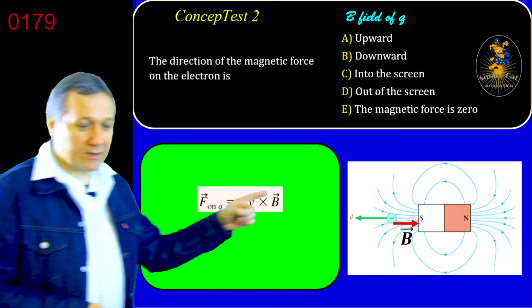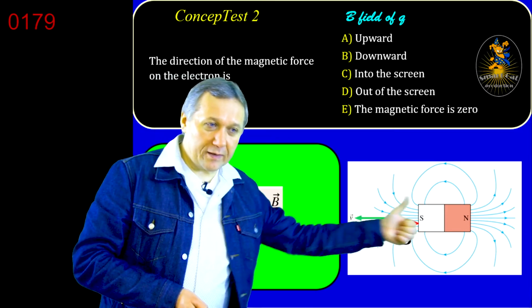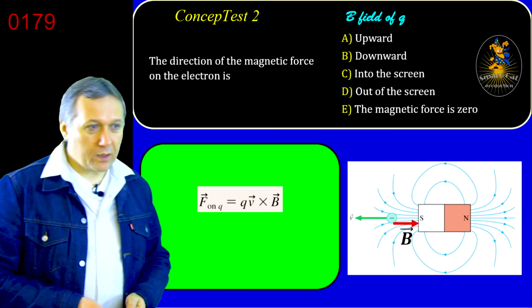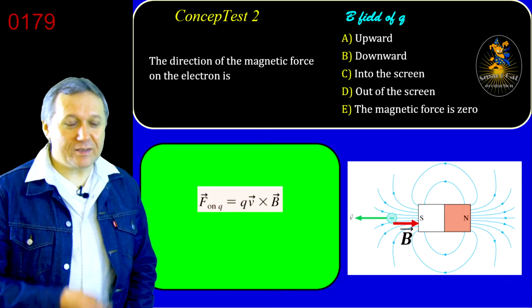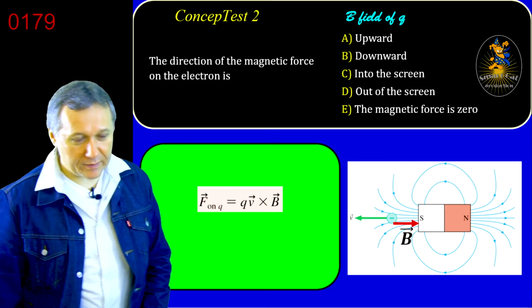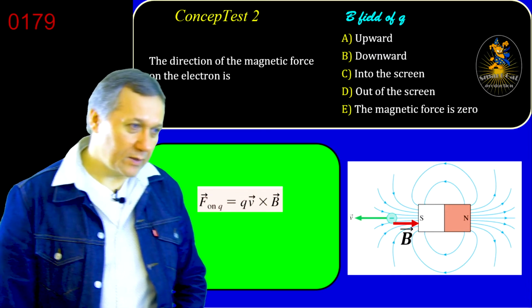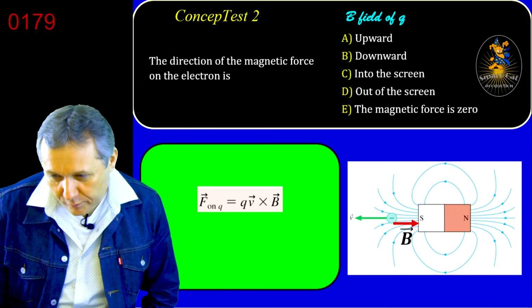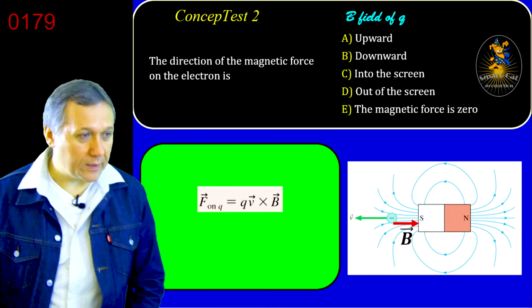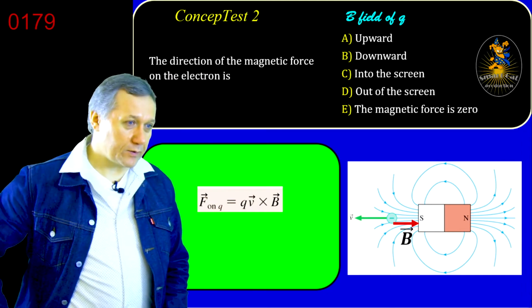So it means that this electron is going to fly in the same direction, towards me, right? This way. In the same direction with the same speed forever and ever. So it is not going to experience the magnetic force. So most of you answered right. Option D, the magnetic force is 0.